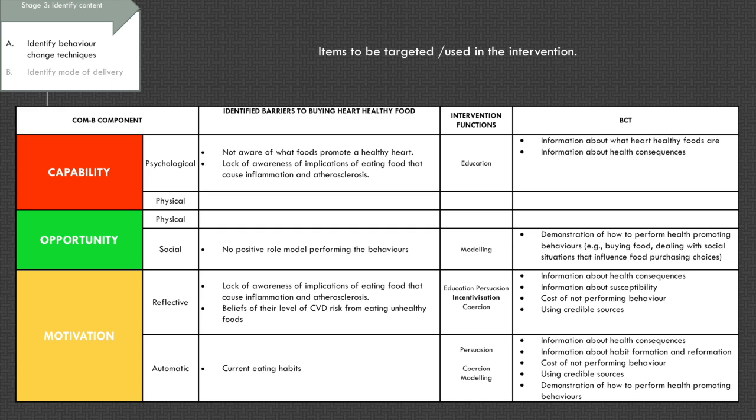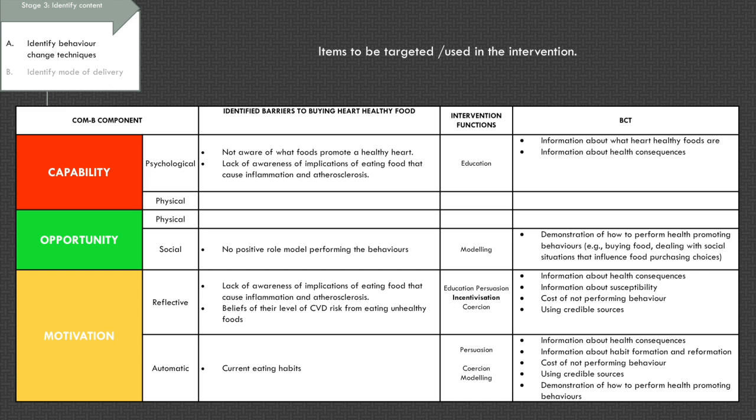You might have noticed that I've not gone on to the final step of the 3rd stage, which is to identify the mode of delivery. And the reason for that is because we already know what mode of delivery we're going to use at the start of this intervention, which is to use health promotion videos. If you're going to create interventions in the future where you don't know what mode of delivery you're going to use, you'll go on to that step, and that'll help you identify the best mode of delivery for the barriers that you've identified, for the intervention functions that you've identified, and the behaviour change techniques that you've identified. But for the purpose of this video, we're going to now move on to the final bit.